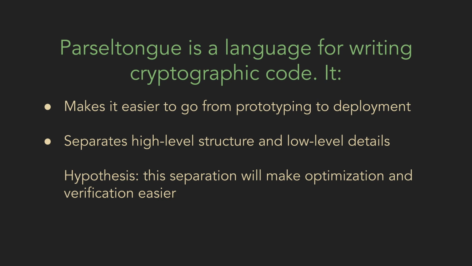Wrapping up, Parseltongue's goal is to make it easy to go from prototypes to deployable code by separating high-level structure from low-level implementation details, and keeping all of that information available to the compiler. Our hypothesis is that maintaining and enforcing this explicit separation will make both optimization and verification easier. Thanks for your time.